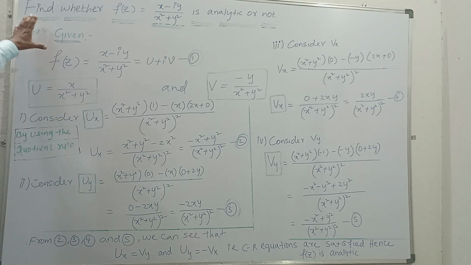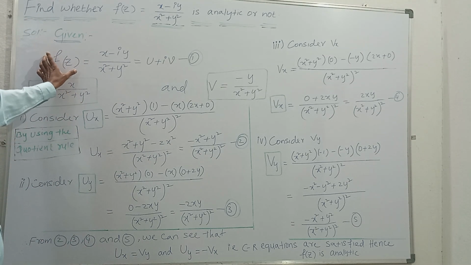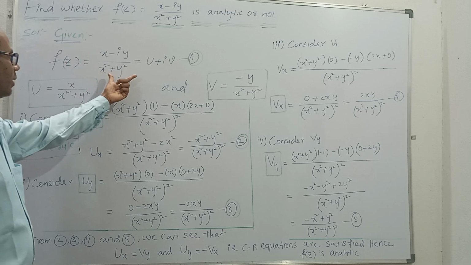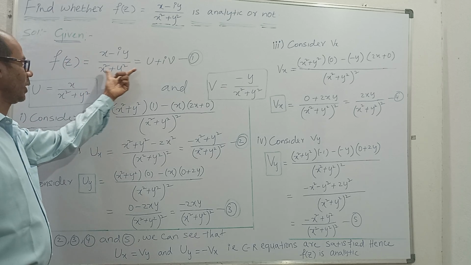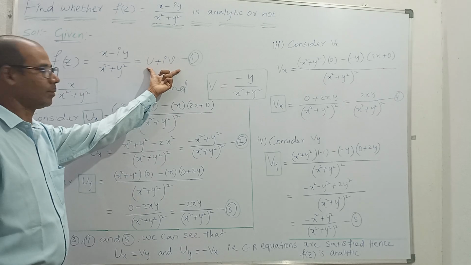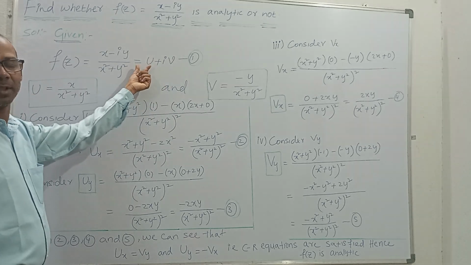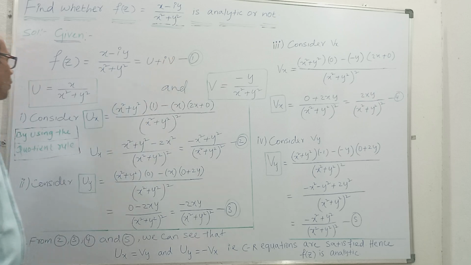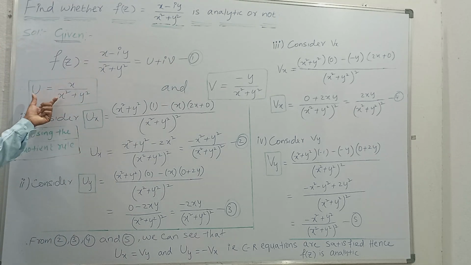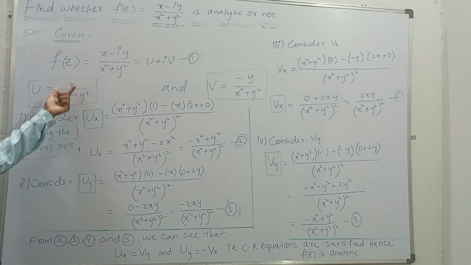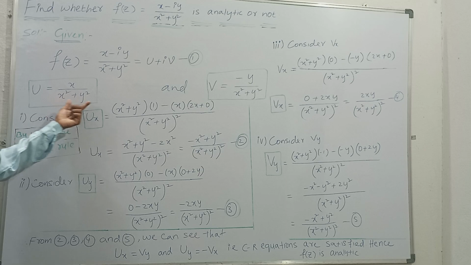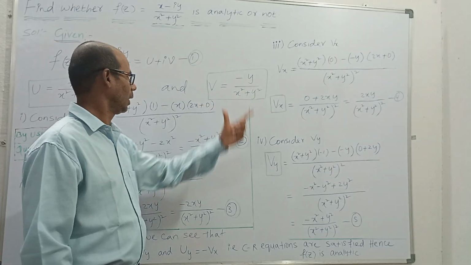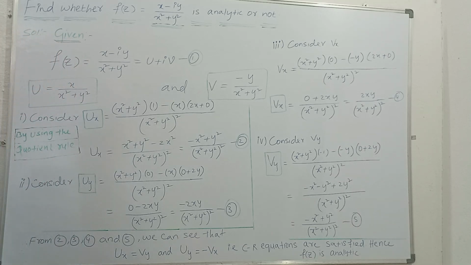Okay, so let us write what is given. The given function is f of z equals x minus iy upon x square plus y square. It can be written as u plus iv, where u is the real part and v is the imaginary part. So from f of z, u is the real part, x upon x square plus y square, and v is the imaginary part, that is minus y upon x square plus y square.